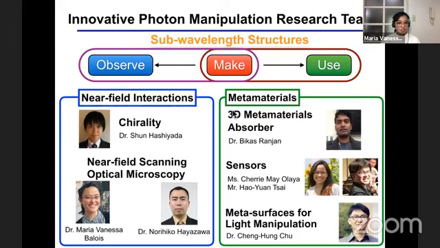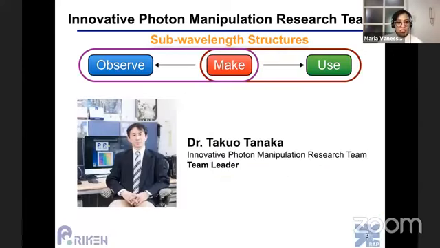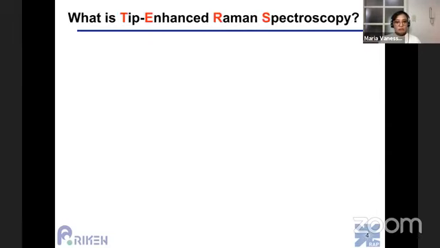And this technique is called near-field scanning optical microscopy. Our team is headed by Dr. Takuo Tanaka, who is an expert in both metamaterials and plasmonics. Now, going to the meat of the presentation, I mentioned we are using a technique called near-field scanning optical microscopy.